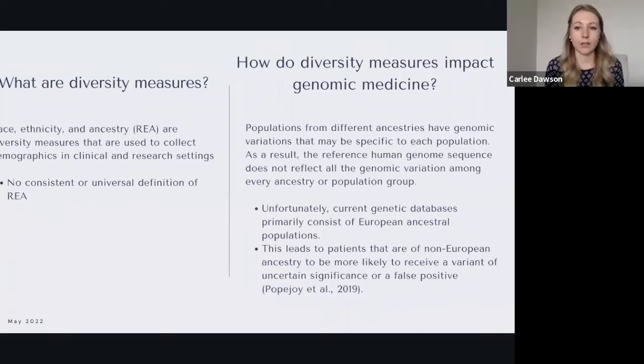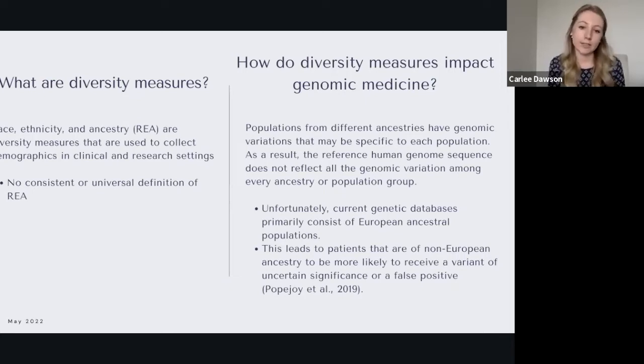Well, it starts with how the information is collected and also the impact on current genetic databases. The completion of the Human Genome Project has led to a better understanding of all the genes in humans, and that has been used as the reference genome to understanding genetic disease. And populations from different ancestries have genomic variations that may be specific to each population, and as a result, the reference human genome sequence does not reflect all of that variation.